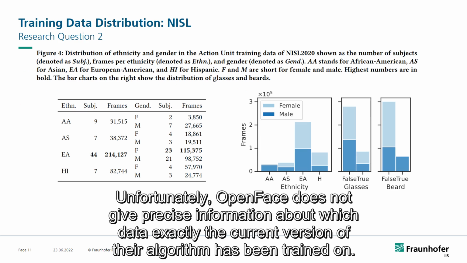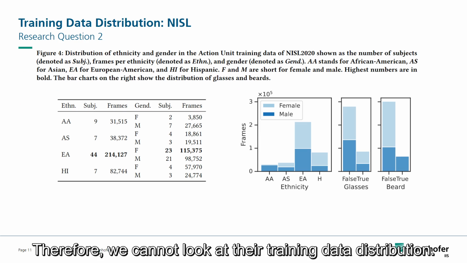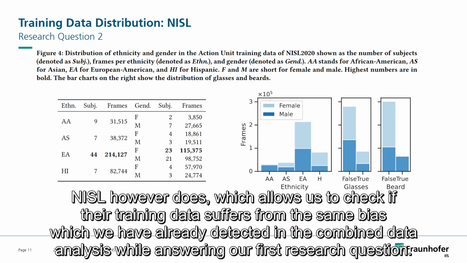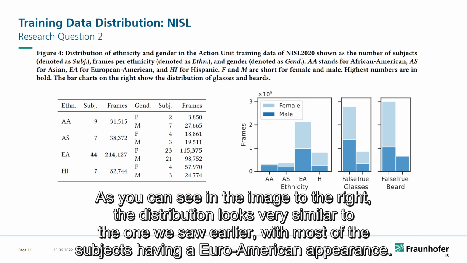Unfortunately, OpenFace does not give precise information about which data exactly the current version of the algorithm has been trained on. Therefore, we cannot look at their training data distribution. NISL, however, does, which allows us to check if the training data suffers from the same bias which we have already detected in the combined data analysis by answering our first research question.